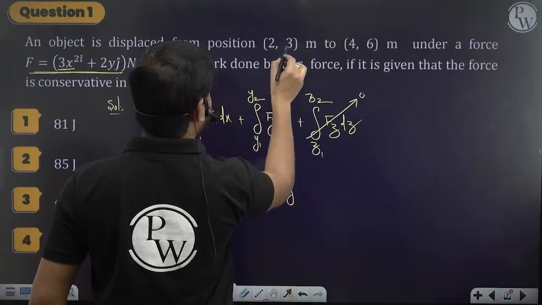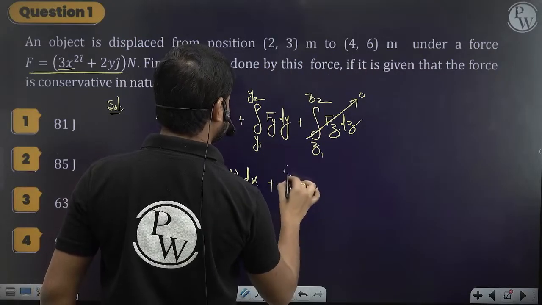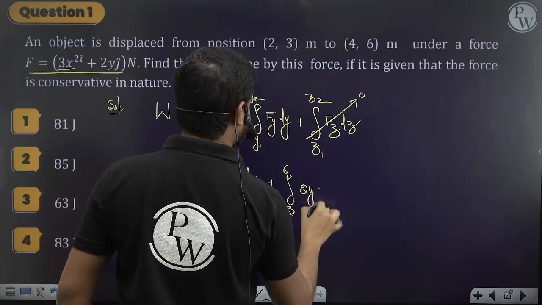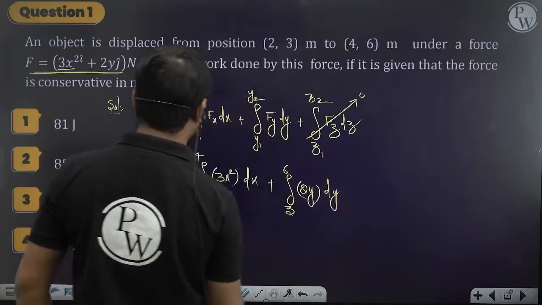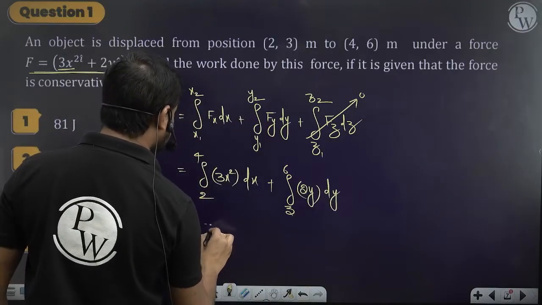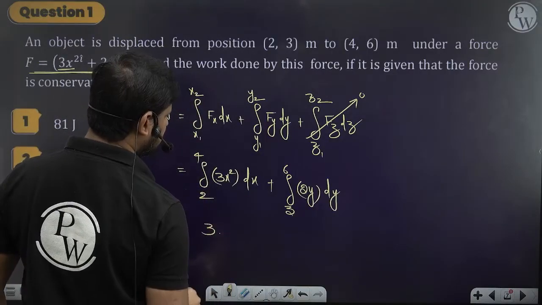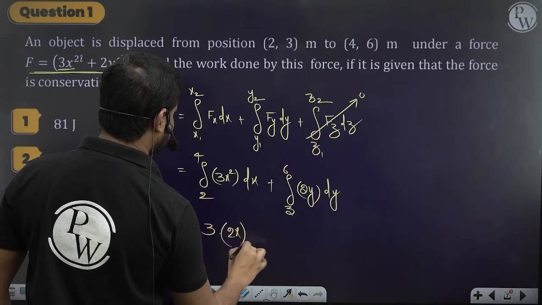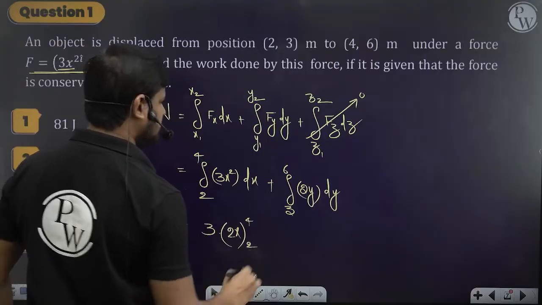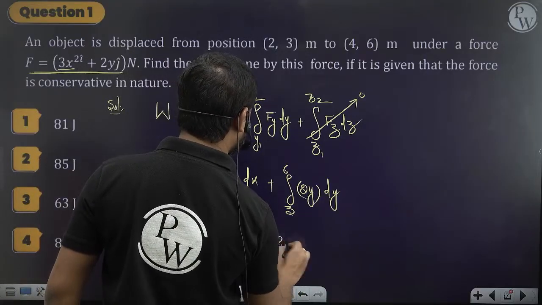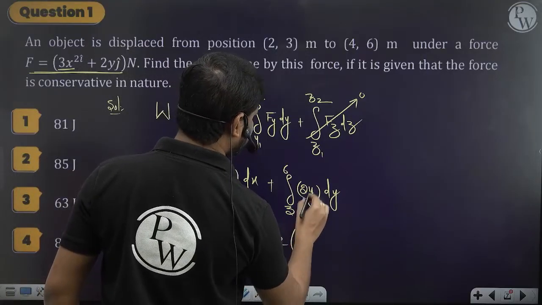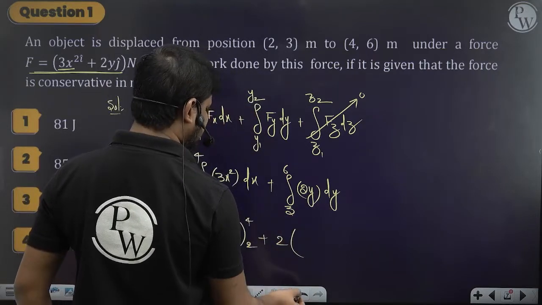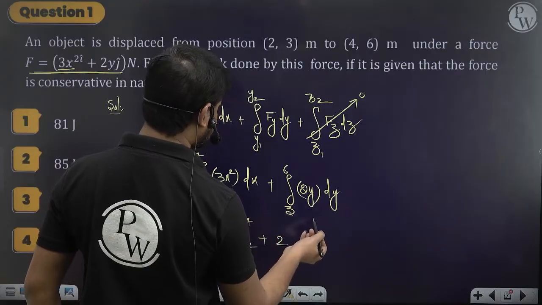So y1 to y2, what is y1 to y2? 3 to 6. Then Fy, what is the force? 2y dy, right? So just do this calculation. 3 will come out, so then x to the power, here it is 2x. 2x from where to where? 2 to 4, right? So plus, here 2 will come out. So this is y to the power 1.